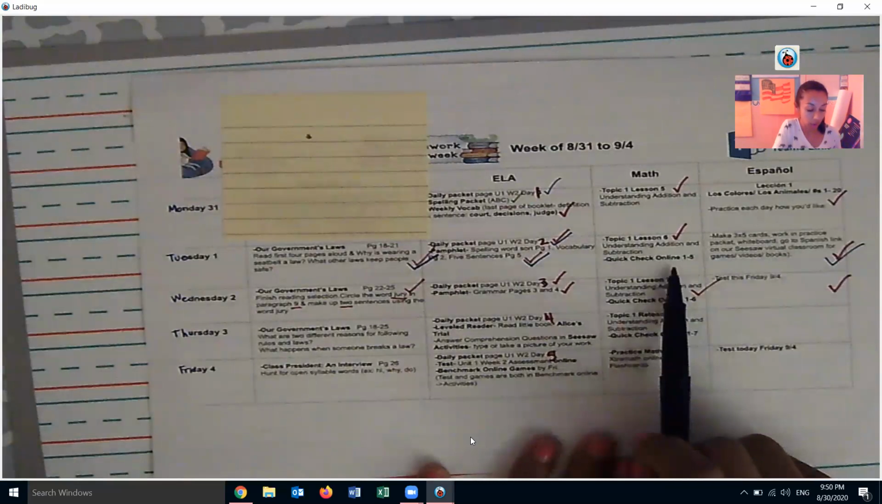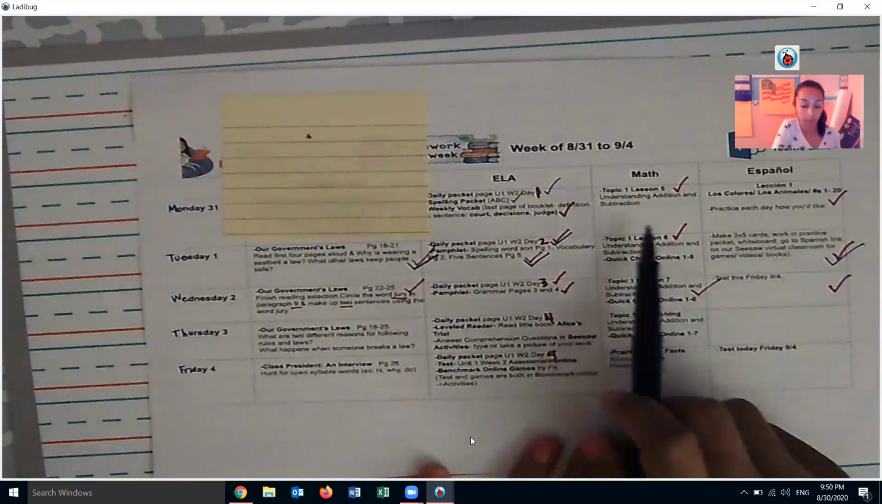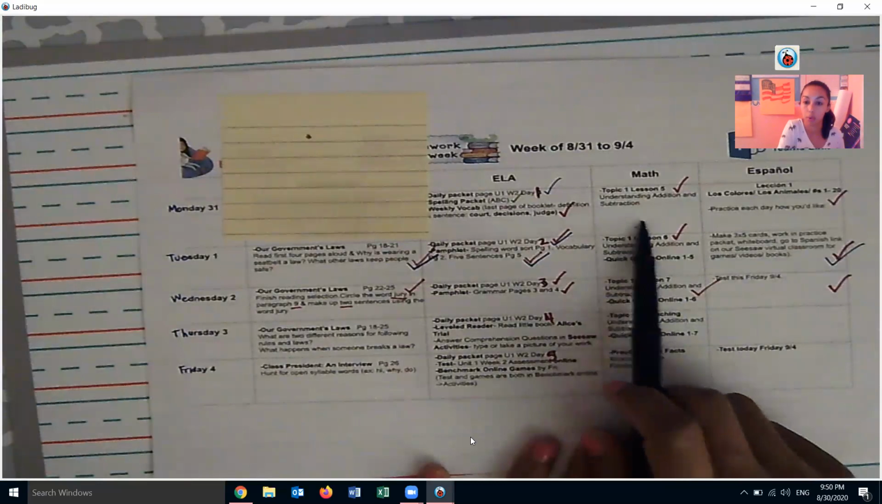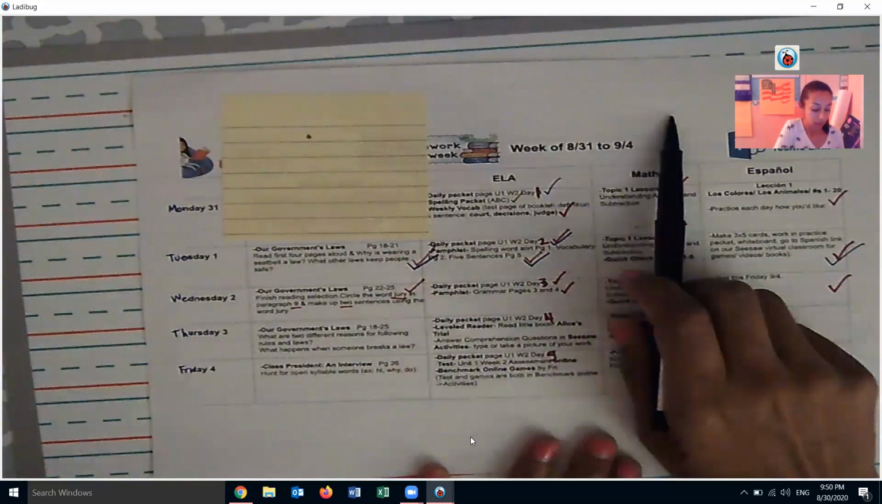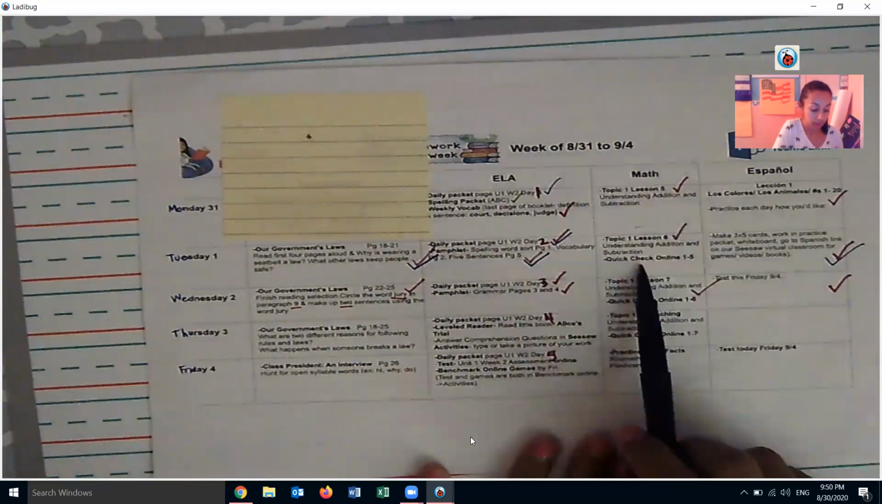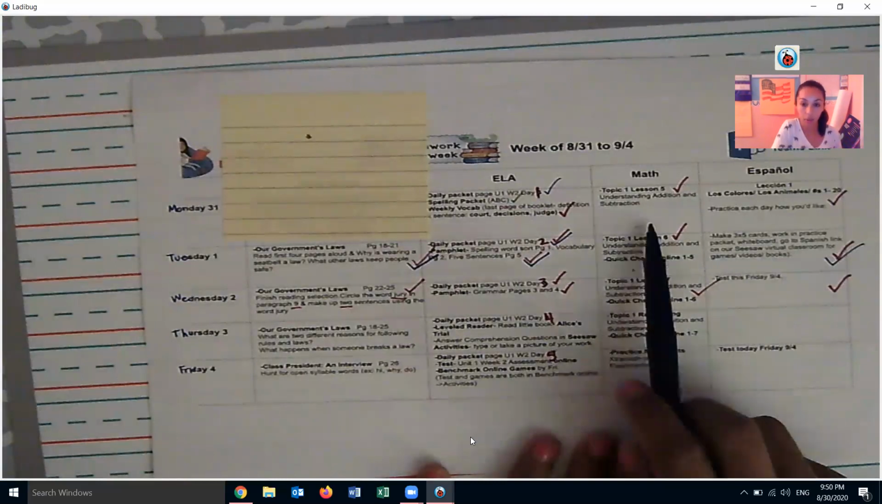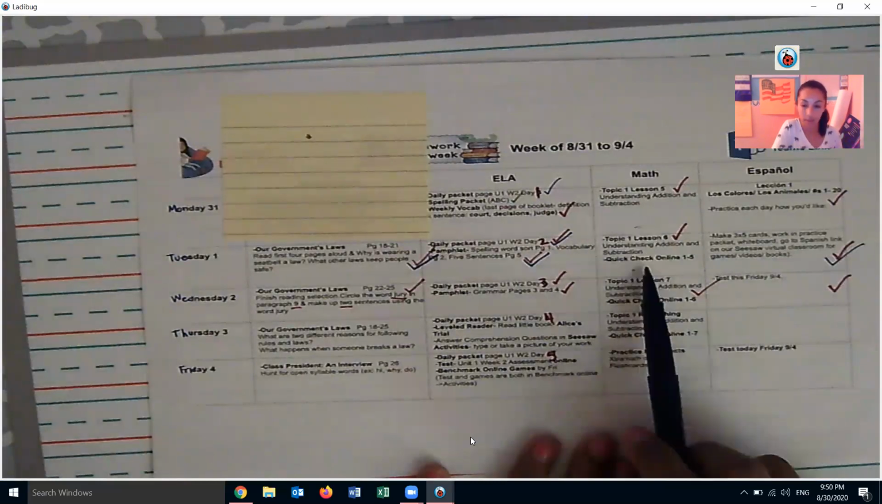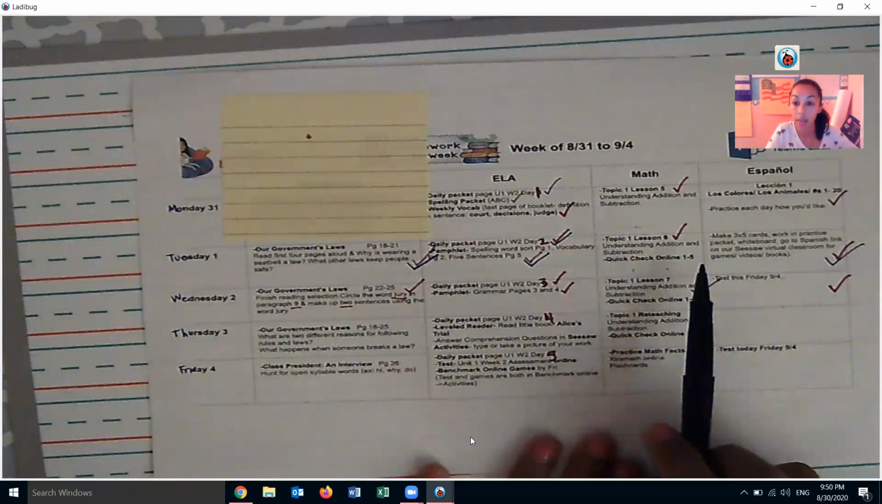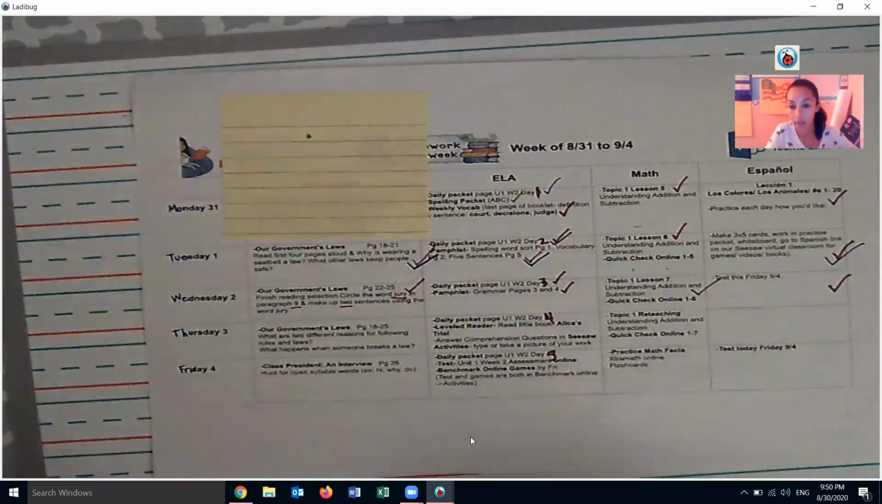But I want to remind you, yesterday we did not have a quick check because we didn't have a lesson the day before, which was Friday. But this day, we had a lesson the day before. So we're doing quick check today for lesson 1-5. So I want to remind you on how to get there.